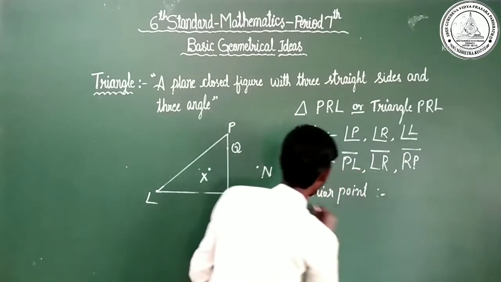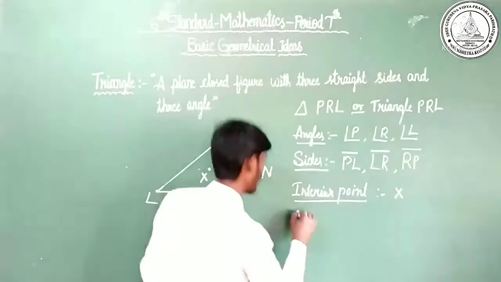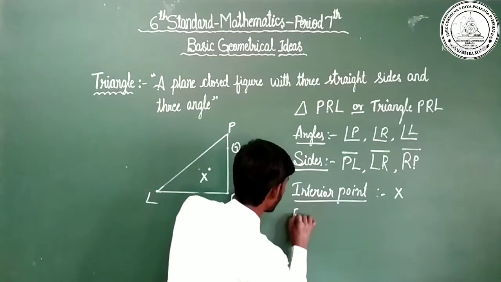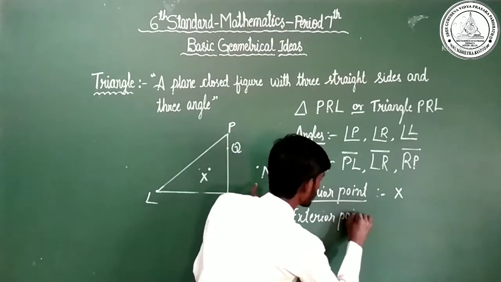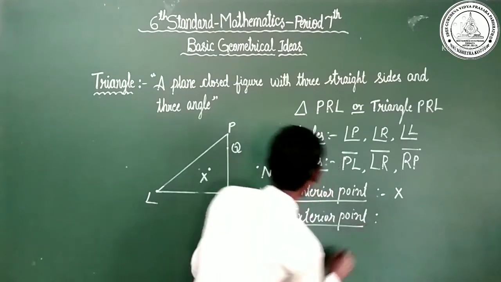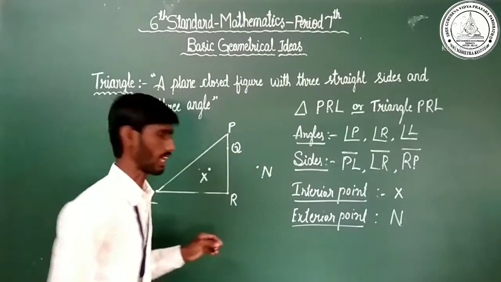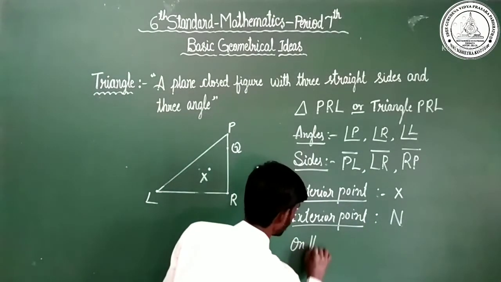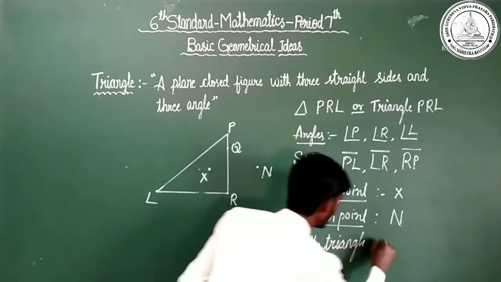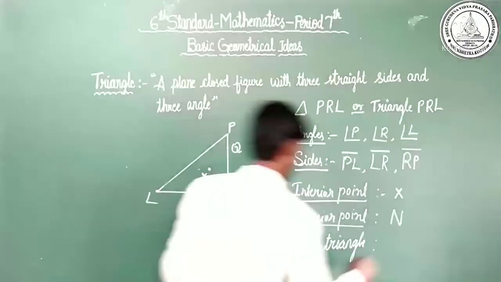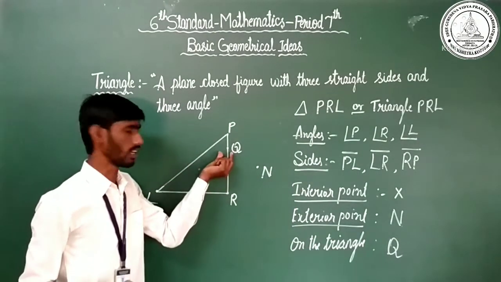Interior point. Which is the interior point? Point X. X is the interior point. Next, exterior point. Which is the exterior point? Exterior point is L. Okay. On the triangle. Which is the point on the triangle? Point Q. Okay, it is on the triangle.